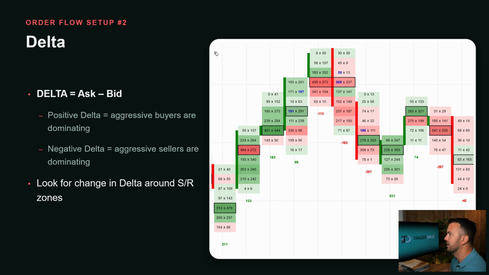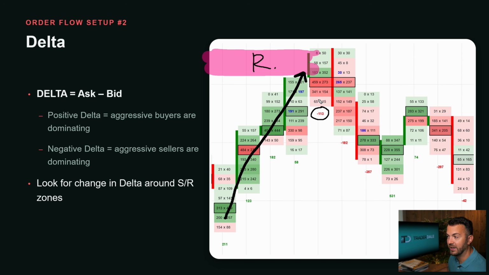Let me draw a resistance somewhere in here, for example. And when the price reaches that resistance, you see change in delta. Because this is resistance, you want to see negative delta. You want to see aggressive sellers, right? Aggressive sellers dominating. So when the price is rising, the delta is positive. This is as it should be. When the price is rising, buyers are more aggressive and delta is positive. So things are as they should be.